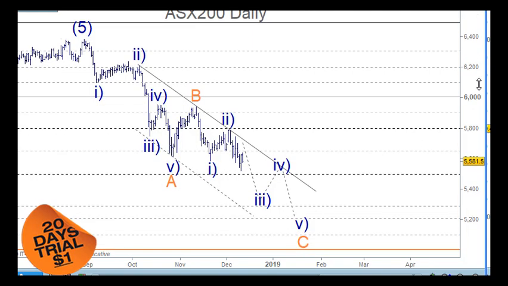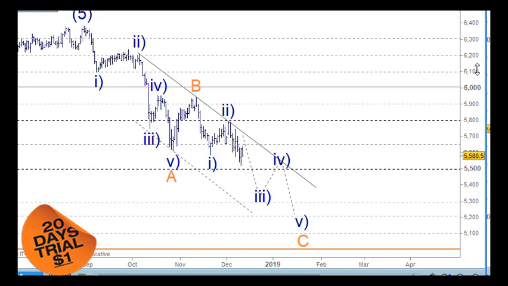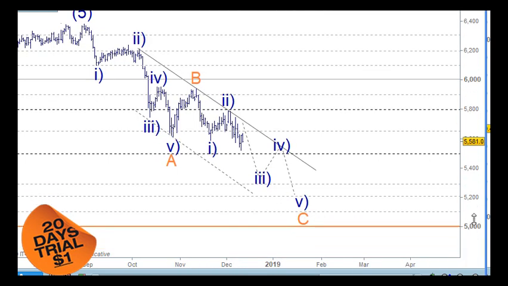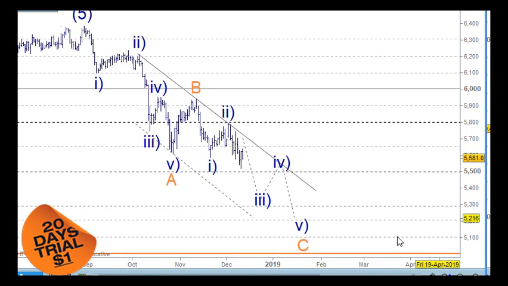The ASX here on the daily chart, we're looking at wave 1, 2, 3, 4, 5 for wave A, back for wave B here, and we're looking for 5 waves down for wave C. So we're pretty much likely to come down closer to the 5,000 area through here. From wave B here, we've got a clear wave 1 and 2, and then we're in this particular structure here, which we'll go into the intraday and have a look at.